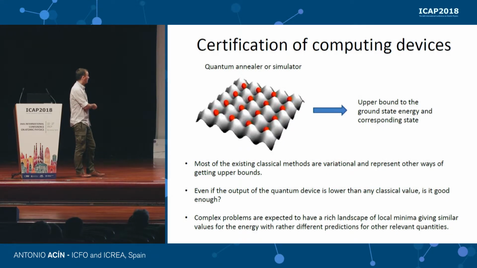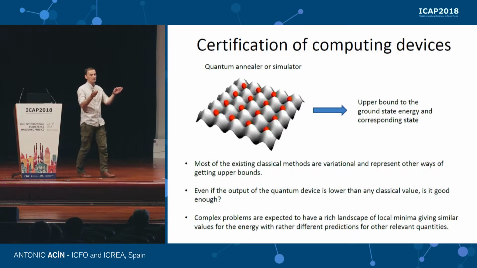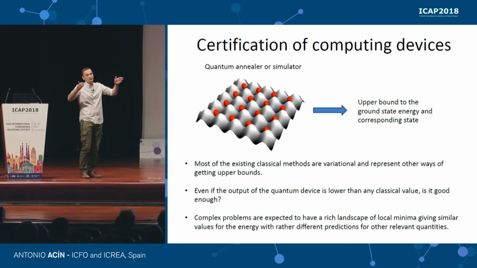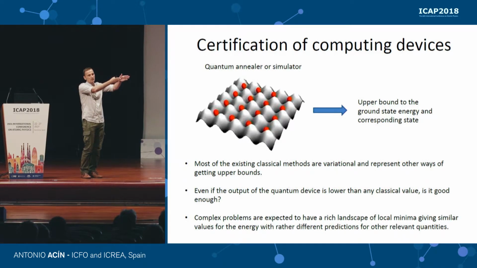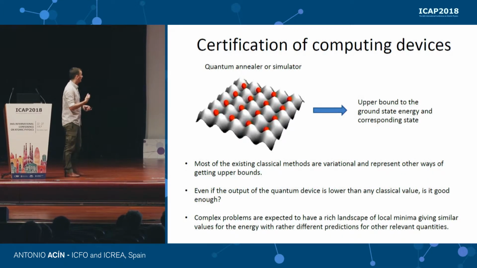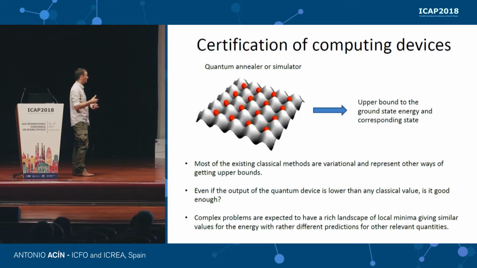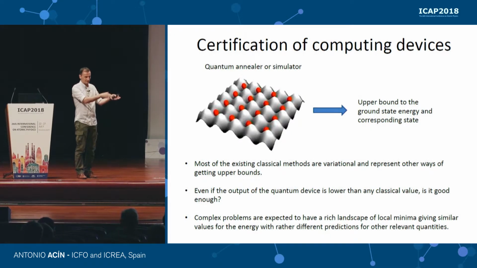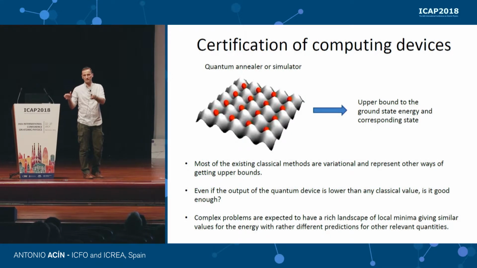And I think this is also a problem, because we expect that for difficult problems, you will have a very rich landscape of local minima. And it could be that your quantum solution gets stuck in a local minima, while the real solution is close in energy, but it has very different physical properties. So I think it would be nicer to certify this problem in a different system. So these are the two things I want to consider. Okay? There is a problem of state estimation, and there is the problem of certification of outputs of quantum computing devices.